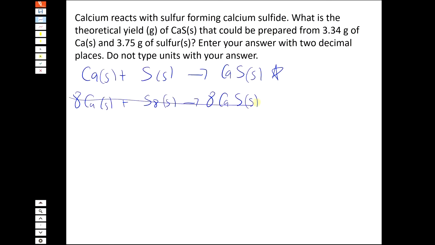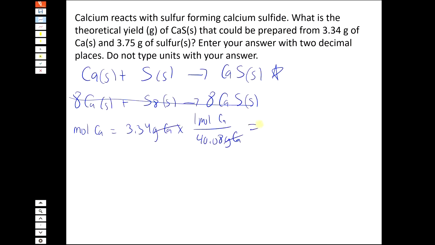But now we have amounts of both reactants, calcium and sulfur, so we need to figure out what the limiting reactant is. To do that, we're going to follow the series of steps that I outlined in the previous problem, which is to find the moles of each reactant first and then divide by the coefficient. So the moles of calcium, we have 3.34 grams. And then we're going to divide by the atomic mass since it's an element. So 1 mole of calcium has a mass of 40.08 grams. That's straight off the periodic table.